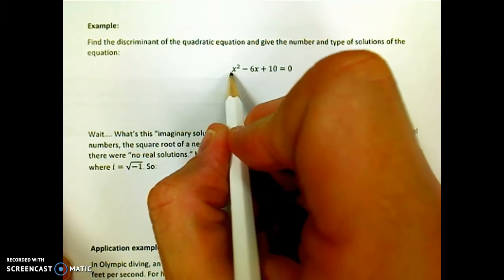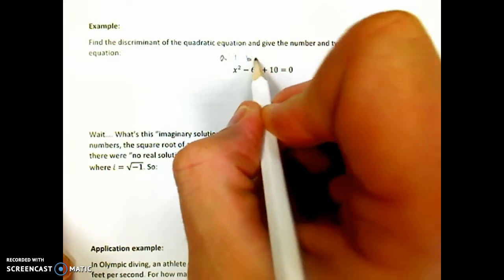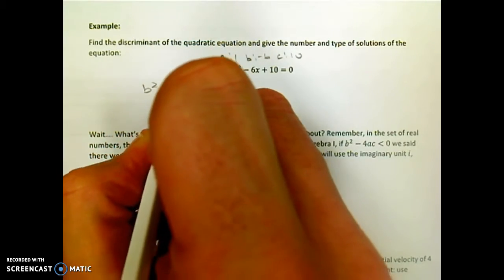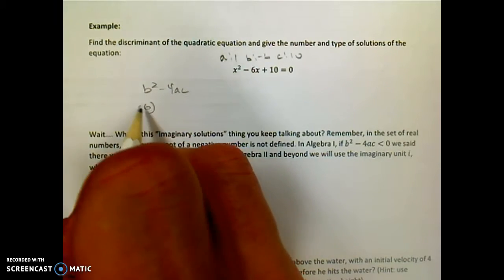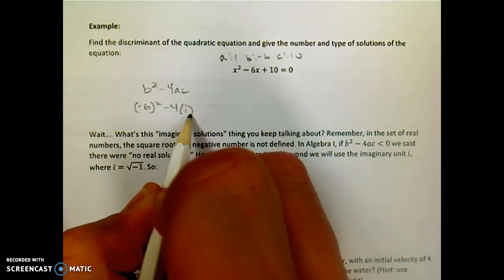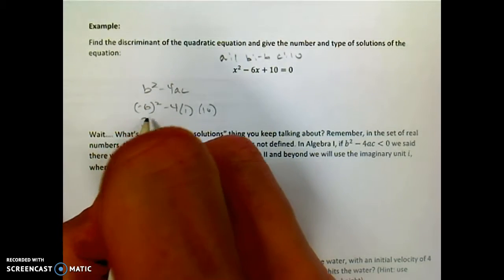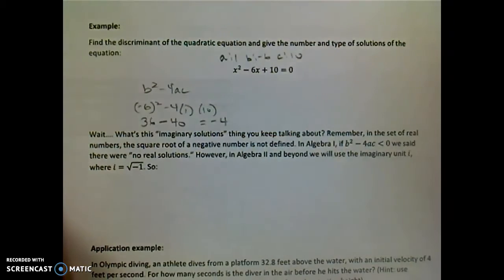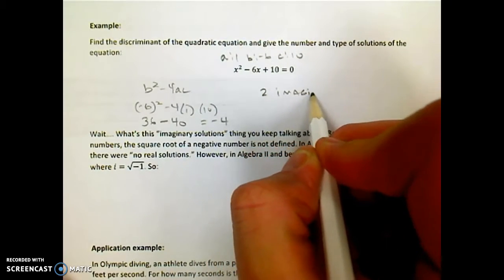In our example equation, x squared minus 6x plus 10 equals 0. A is 1, b is negative 6, c is 10. So using the formula, b squared minus 4ac, that's negative 6 squared minus 4 times 1 times 10. 36 minus 40 equals negative 4. So our discriminant is negative. This tells us that we have two imaginary solutions.